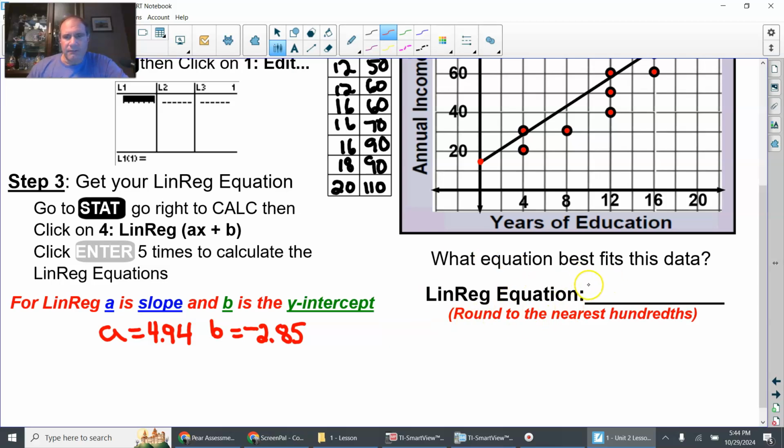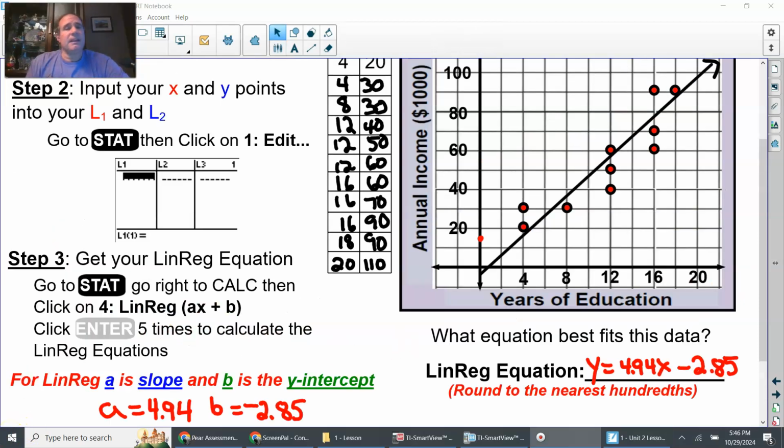Now we could put down the linear regression equation y equals, what equation best fits this data? Basically a trend line that the calculator is figuring out for you, the equation of the trend line. It's y equals mx plus b, 4.94x minus 2.85. So just by the calculator giving me these numbers, you have y equals 4.94x minus 2.85.